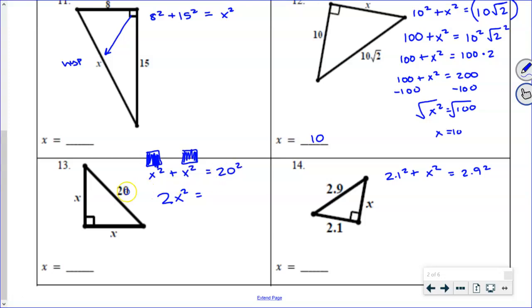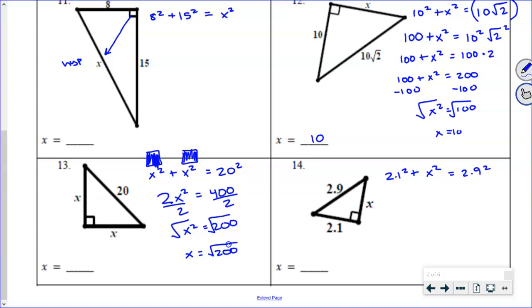So the 20 is squared. The hypotenuse has to be squared. 20 squared is equal to 400. Now I can divide each side by 2. And we get x squared is equal to 200. We need to take the square root of each side, and I get x is equal to the square root of 200. Fun fact, that's not simplified.